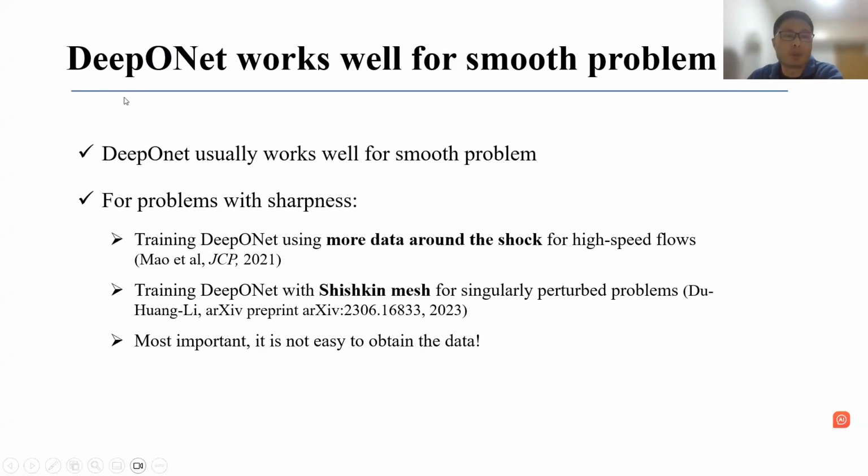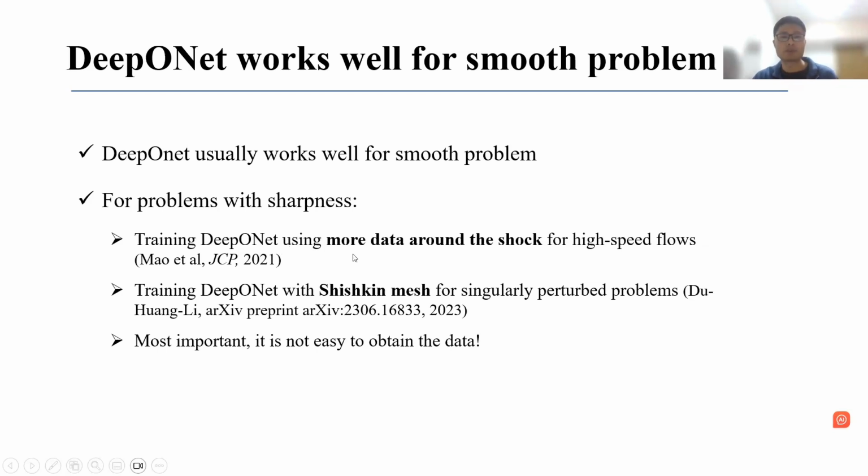So this is DeepONet. DeepONet is basically based on data. It works well for smooth problems. When you do smooth problems, DeepONet works very well, and also FNO and GNO. But for problems with sharpness, I think DeepONet is better than FNO, something like that. But it still has some problems.